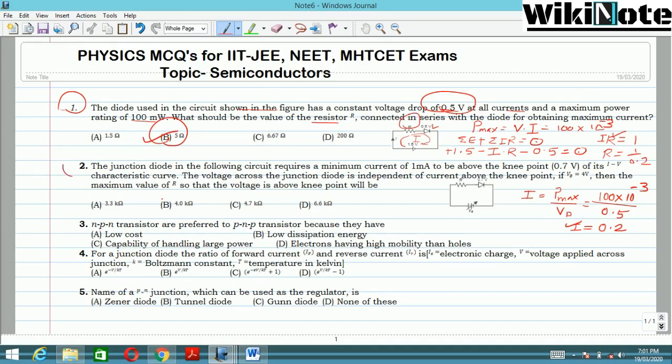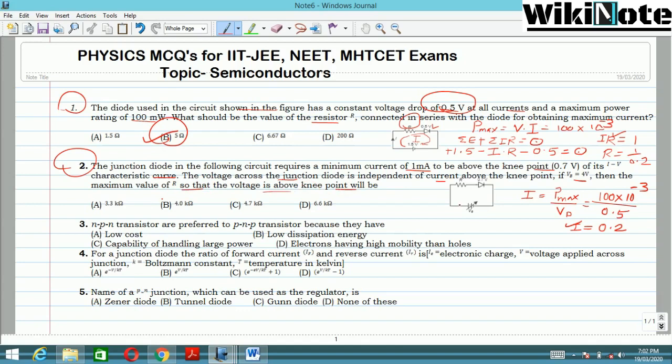Now quickly going for the second: the junction diode in the following circuit requires a minimum current of 1 milliampere to be above the knee point of 0.75 of its IV characteristics curve. The voltage across the junction diode is independent of current above the knee point. If base voltage is given, then the maximum value of R, so that voltage is above knee point, will be?